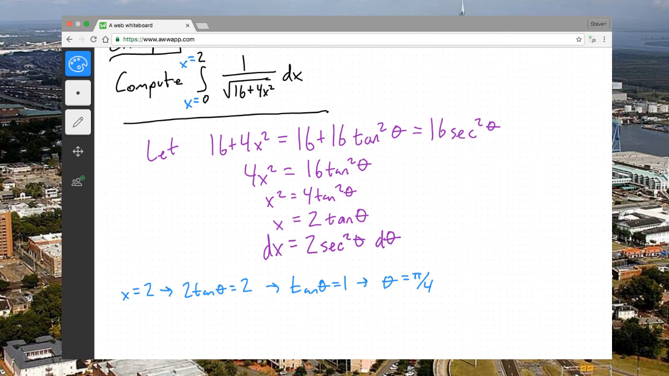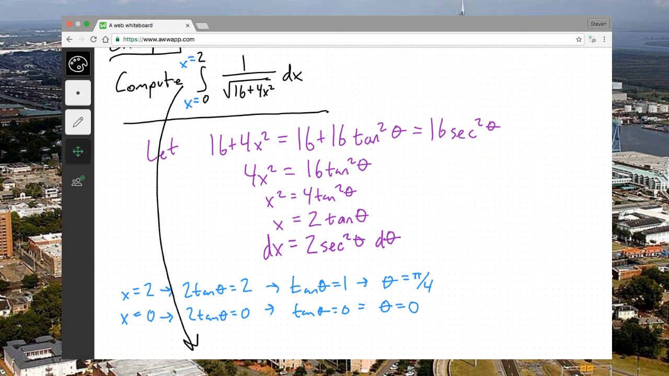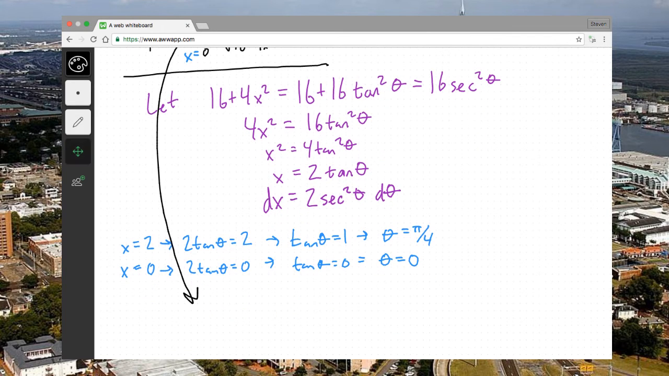Remember that we are within the bounds of theta being between negative pi over 2 and positive pi over 2, and that's the only answer between those bounds. If x is equal to 0, then 2 tangent is 0. If tangent is 0, the only solution is theta is 0. So now let's put all of these back together. We've got the original integral, which I'll rewrite down here with its new bounds. Instead of x is equal to 0, I'll write theta is equal to 0, I can just write 0. Instead of x is equal to 2, theta is pi over 4.